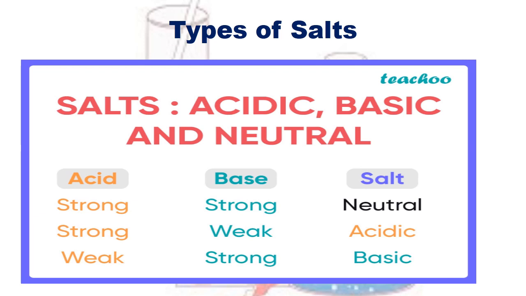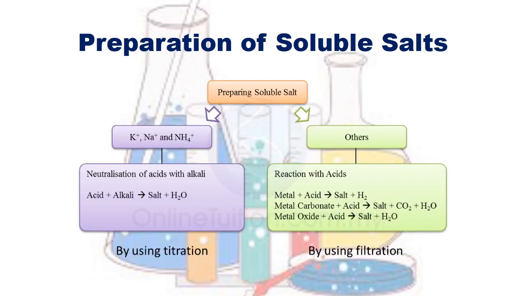Now a basic salt is produced from strong base and weak acid. So at the end of the day, it produces basic salt which has a pH value greater than 7. The neutral salt is the salt produced by strong acid and strong base. It has a pH value of 7, so that's why it's neutral. Now we also have double salt and complex salt.